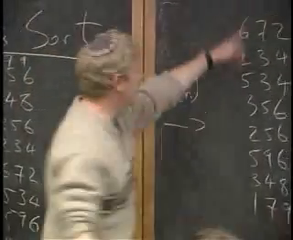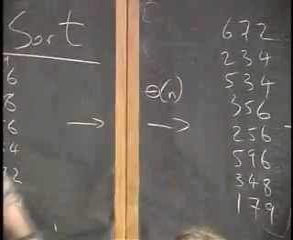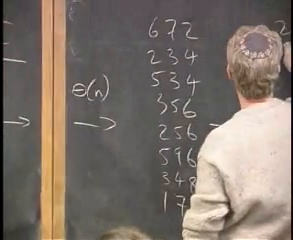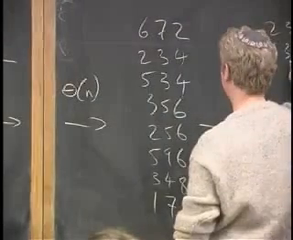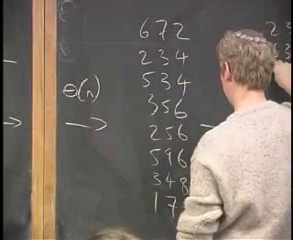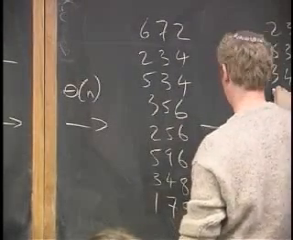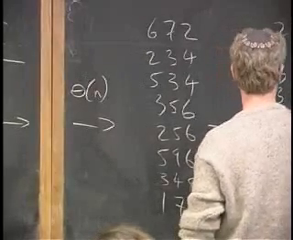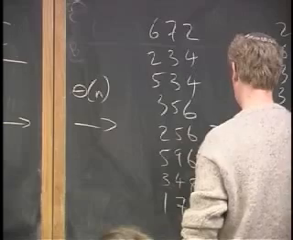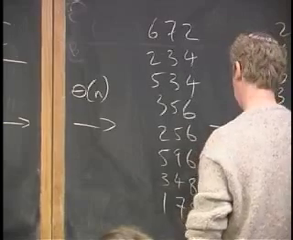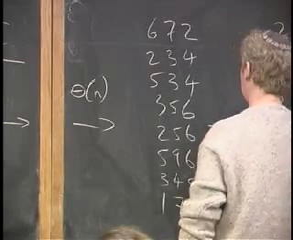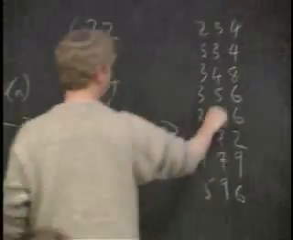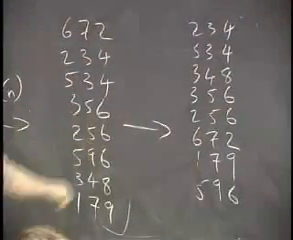Let's do it. What happens when I sort on the second column now? 2, 3, 4, 5, 3, 4, 3, 4, 8, 3, 5, 6, 2, 5, 6, 6, 7, 2. Did I get them all? 1, 2, 3, 4, 5, 6, 7, 8. Good.